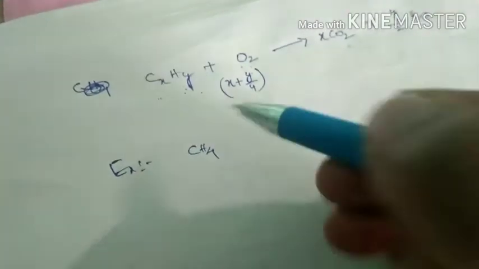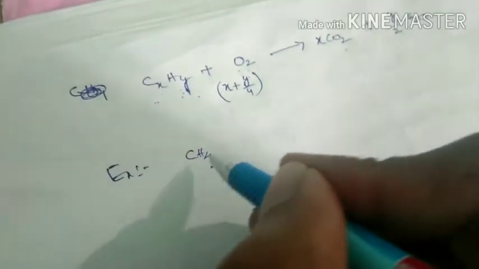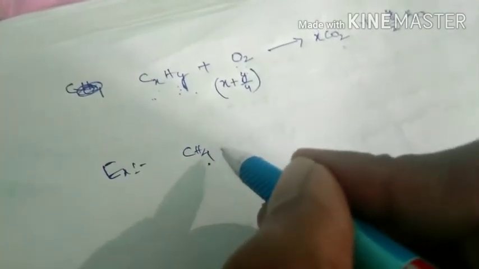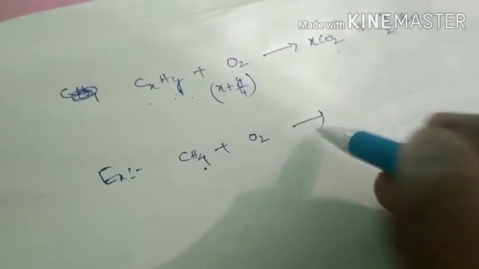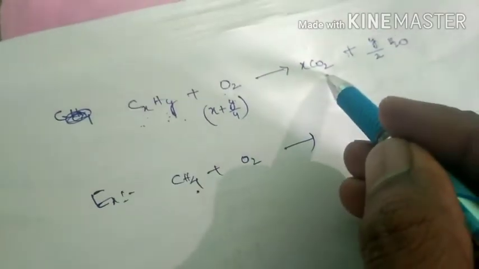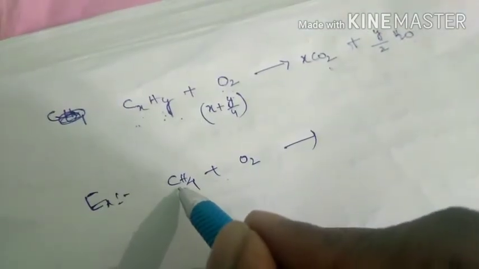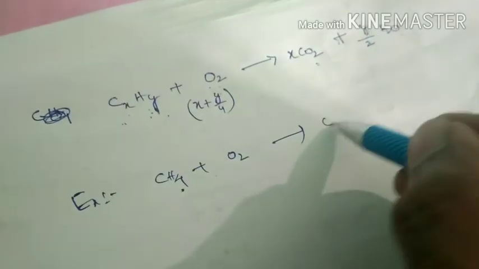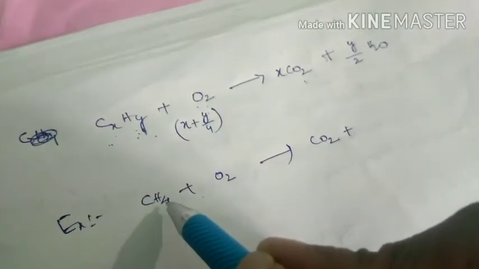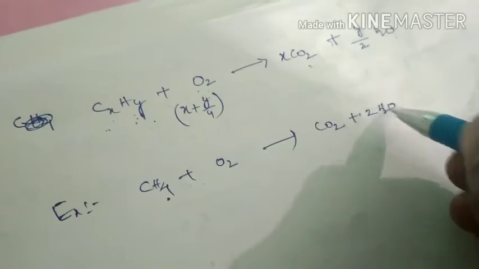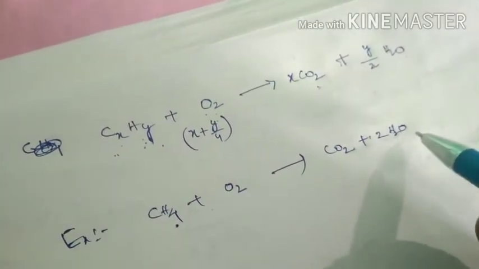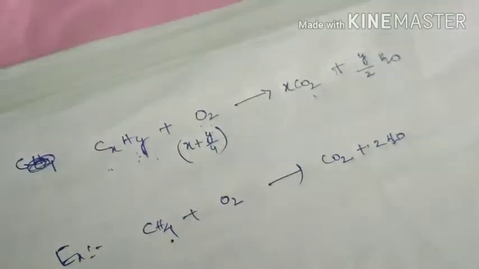For example, I take CH4. This is methane, we know that very well. Its molecular formula is CH4. When it reacts with oxygen, then how much amount do we get? x amount of CO2. Here x means C1, that means 1 mole of CO2. And y by 2 means 4 by 2, that means 2 moles of H2O. 1 mole of CO2 and 2 moles of H2O will be formed.